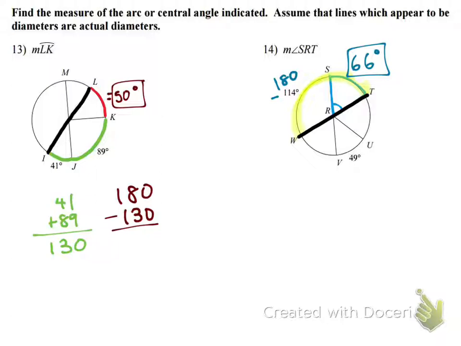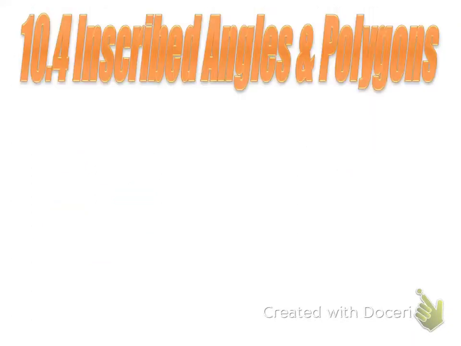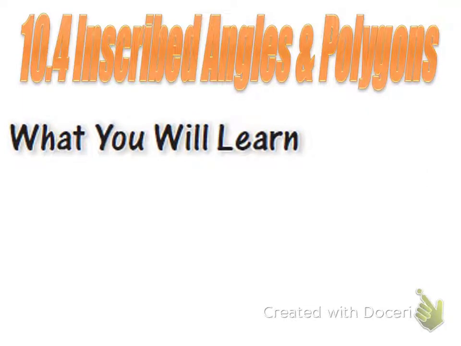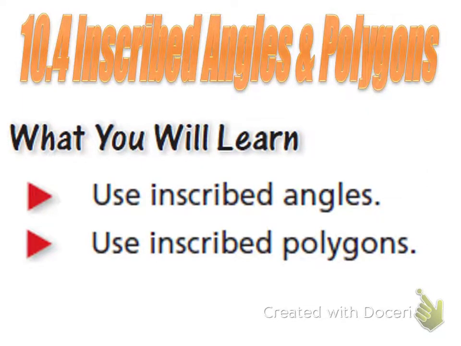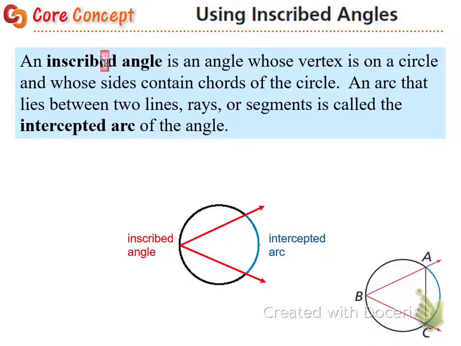There are so many ways to solve these problems. So your vertical angles were correct. This one would also be the same measure. You could have used a different diameter, all that. We're going to start with some definitions. We're going to talk about inscribed angles and polygons. So I already kind of showed you a preview about inscribed angles. An inscribed angle is an angle with a vertex on the circle.